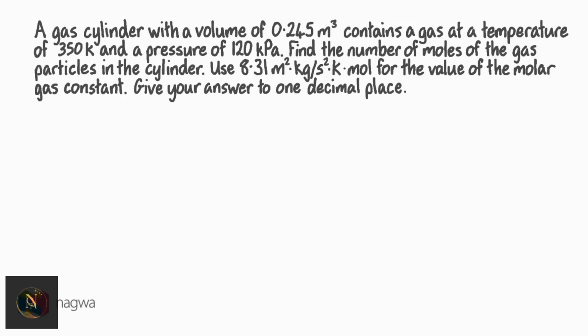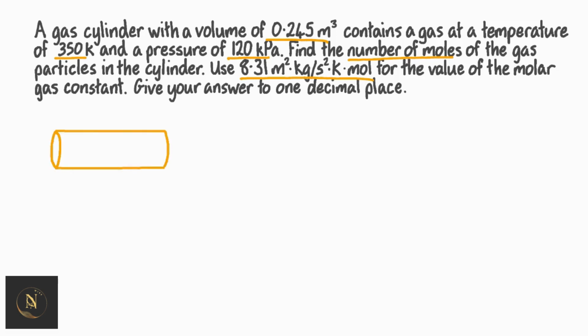A gas cylinder with a volume of 0.245 cubic meters contains a gas at a temperature of 350 Kelvin and a pressure of 120 kilopascals. Find the number of moles of the gas particles in the cylinder. Use 8.31 meters squared kilogram per second squared Kelvin mole for the value of the molar gas constant. Give your answer to 1 decimal place.